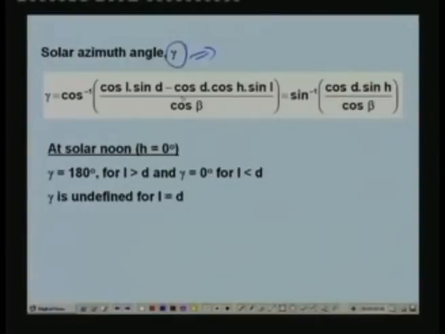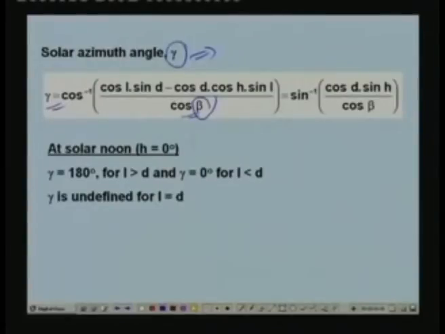If you take that convention, then this is given by gamma is equal to cos inverse of (cos L into sin D minus cos D into cos H into sin L) divided by cos beta. As you know, again L is the latitude, D is the declination, H is the hour angle, and beta is the altitude angle. So, this is again a function of the basic angles only, because beta is a function of the basic angles L, D and H, right.